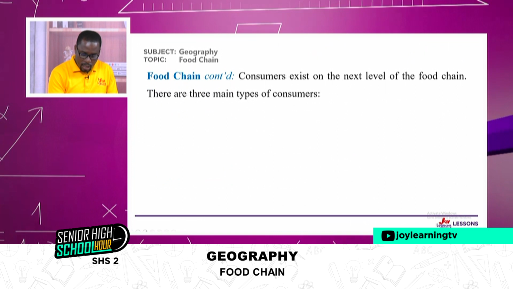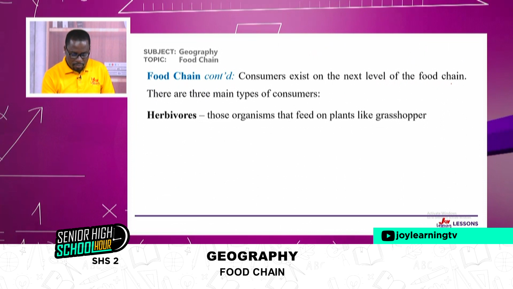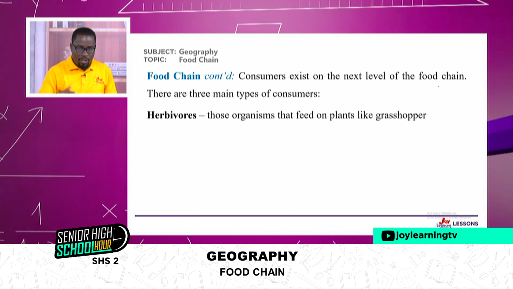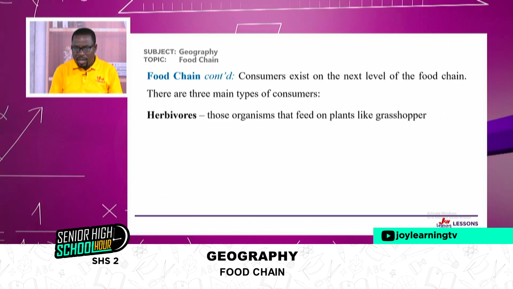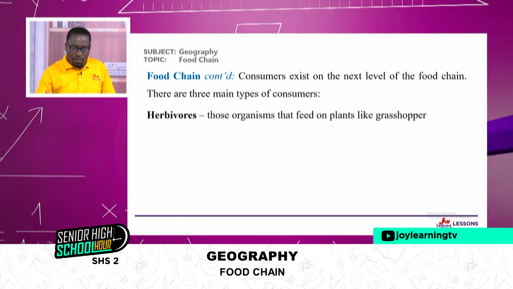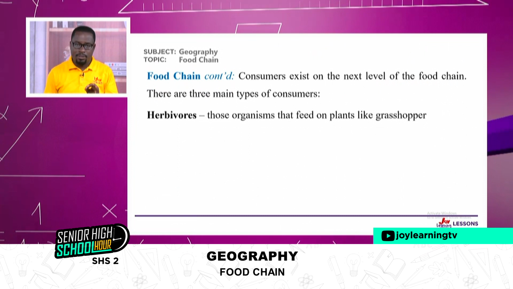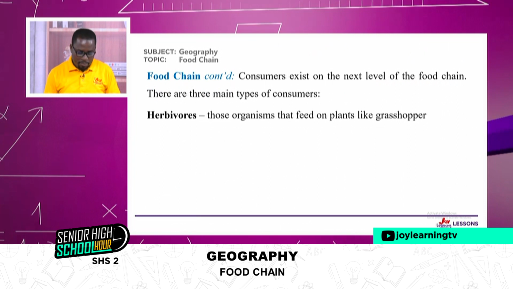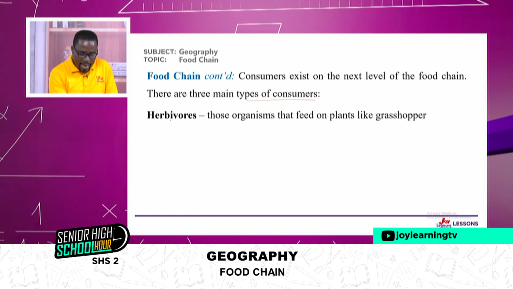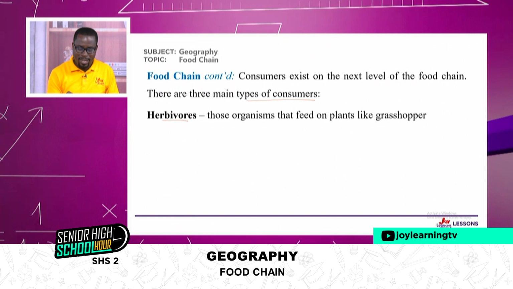Now, consumers exist on the next level of the food chain. That is, after the producers, after the plants have produced their food, the next level in terms of the food chain, we have what? Consumers, those who consume. Okay? Now, we have three main types of consumers. We have what? Herbivores. This one, in fact, the H is silent. We don't say herbivores, but herbivores. Is that okay? Good.